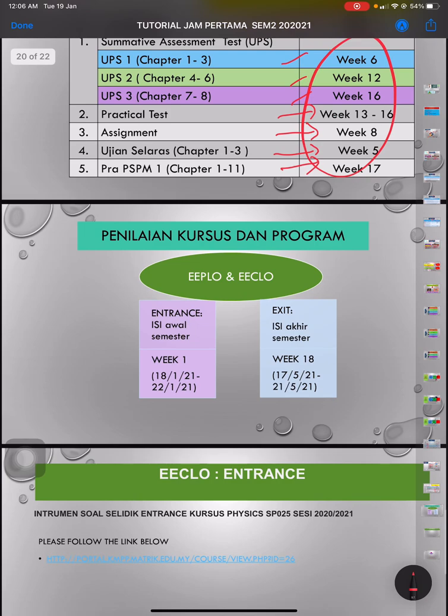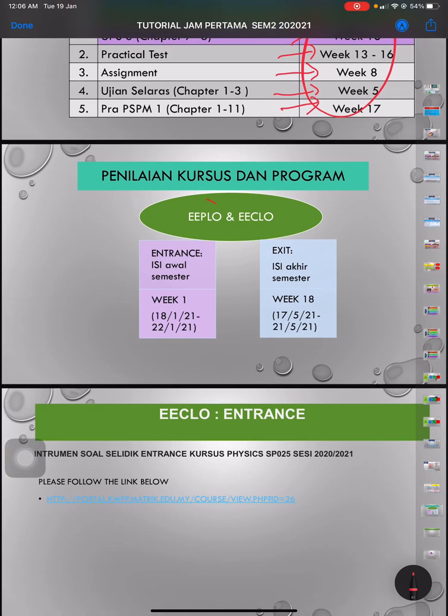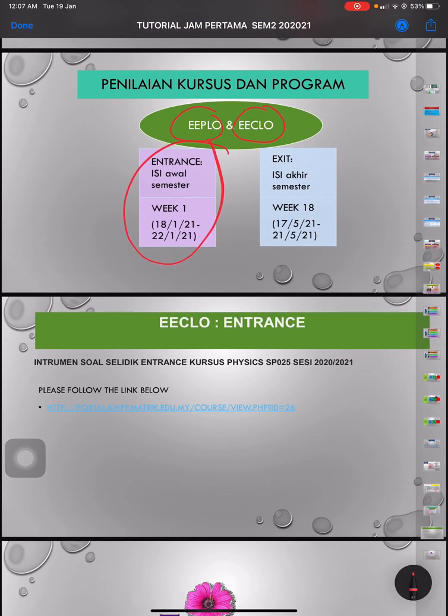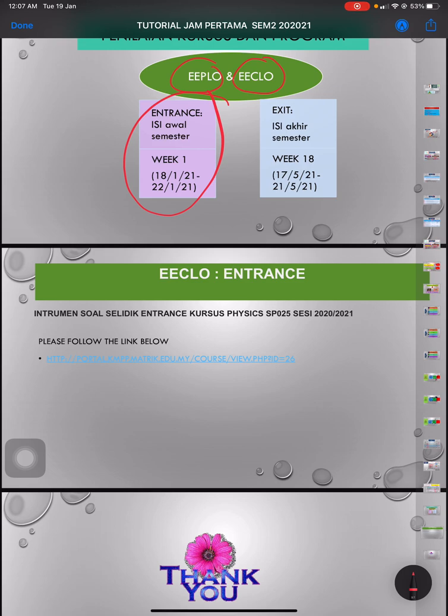Okay, so penilaian khusus and program, EEPLO and EECLO, entrance and exit. Yang ini you kena isi by today, seelok-eloknya you isi hari ini. Ini adalah EECLO entrance. You boleh ikut full link yang ini. Score you bagi 1 atau 2 sebab you baru entrance. Kita tak nak markah yang tinggi, so you letak 1 atau 2.